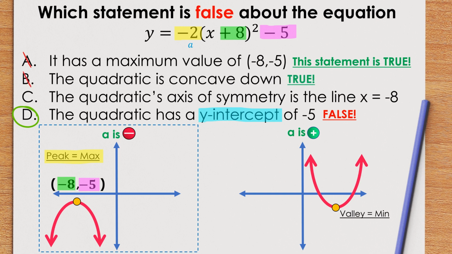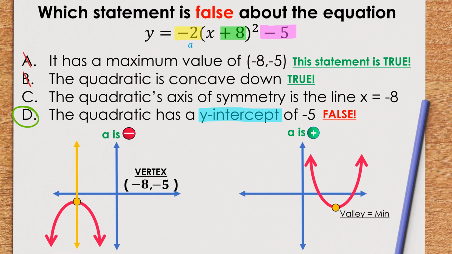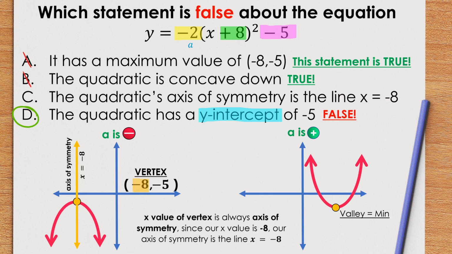Choice C states that the axis of symmetry is the line x equals negative 8. The axis of symmetry is another fancy term for the x value of the vertex. Because if we were to draw a vertical line right on the x value of the vertex, it would split the quadratic perfectly in half, which is why it's called the axis of symmetry. And since we know that the vertex is negative 8, negative 5, the x value is indeed negative 8, which makes the statement true as well. So the correct answer must be choice D.